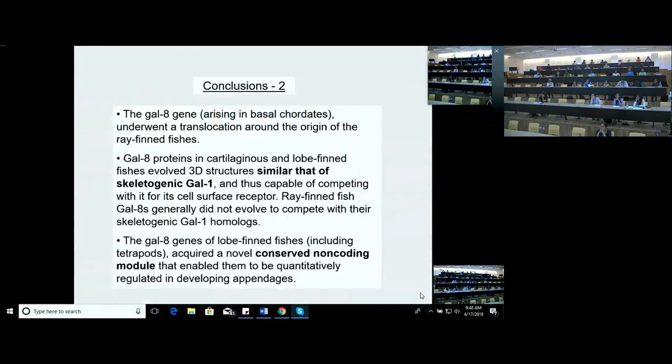Okay, so the conclusion of this is the galectin-8 gene, which arose in basal chordates, underwent a translocation around the origin of the ray-finned fishes. For the galectin-8 protein, here we apply these computational methods to the predicted protein structure of these proteins. And we found that the ones in cartilaginous and lobe-finned fish evolved 3D structures that were similar to that of skeletogenic galectin-1.